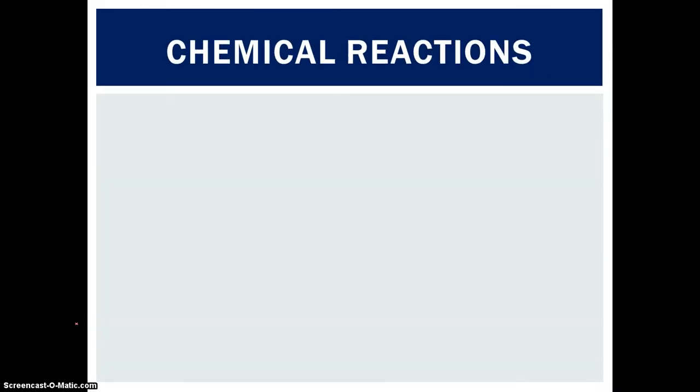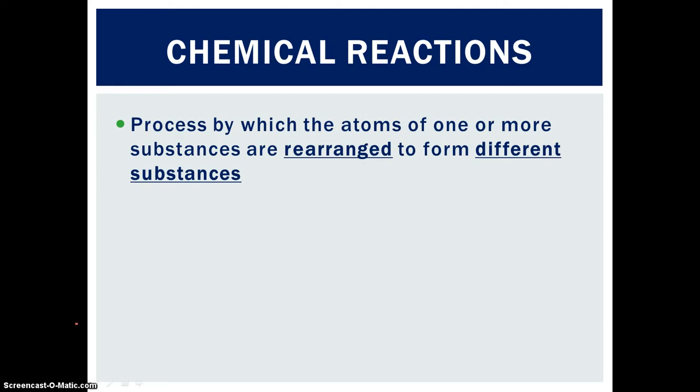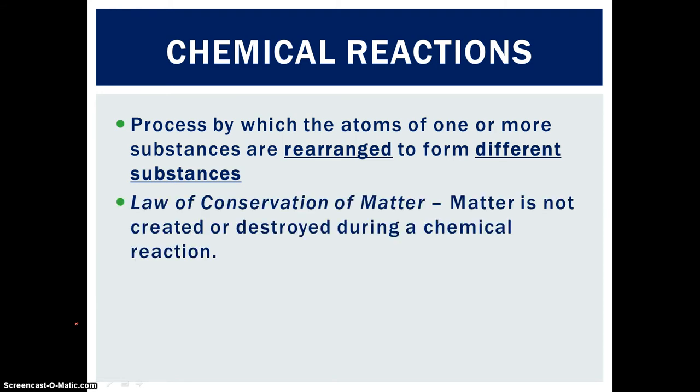First, though, some definitions. Chemical reactions are defined as the process by which the atoms of one or more substances are rearranged to form different substances. This word here, rearranged, is really important. It means that nothing is going away. No new atoms are created or destroyed. They're purely rearranging, which satisfies the law of conservation of matter. You should have Googled this in class today and found that matter is not created or destroyed during a chemical reaction.